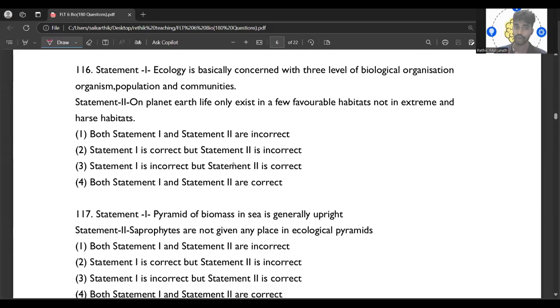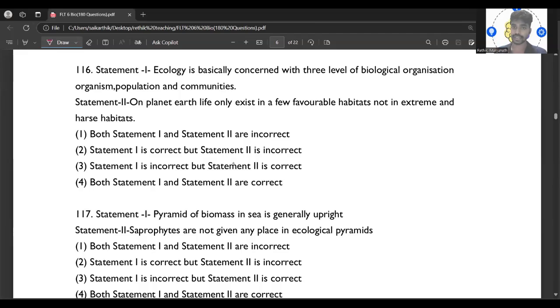Statement 1 says that ecology is basically concerned with three levels of biological organization: organism, population, and communities. And statement 2 says that on this planet Earth, life only exists in a few favorable habitats, not in extreme harsh habitats. So what might be the correct option according to this? Whether statement 1 is correct or statement 2 is correct, that is what we need to know. So statement 1 is correct because ecology is basically concerned with that. We need to understand here that we're talking about ecology.